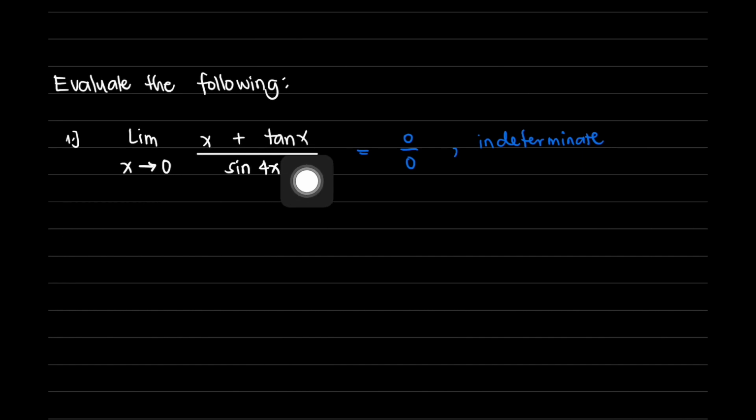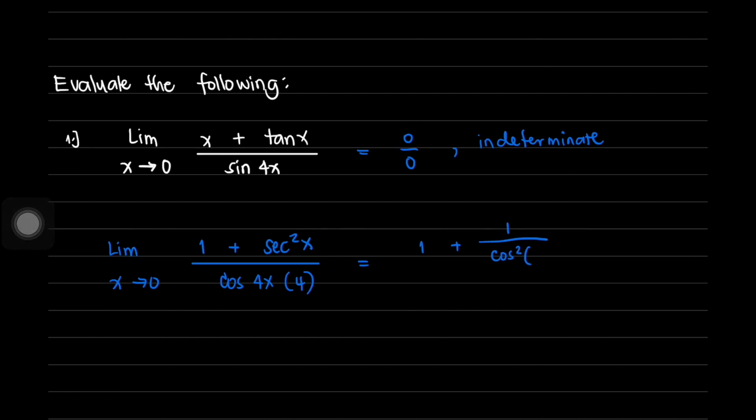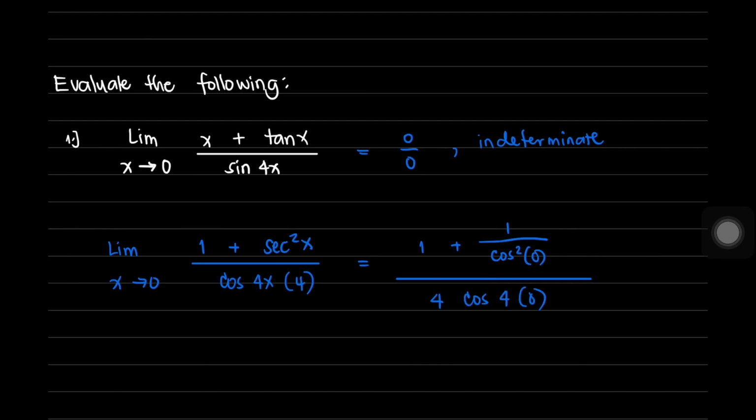Now, the derivative of x plus tangent of x with respect to x is equal to 1, alright? So the derivative of x is 1 plus the derivative of tangent of x with respect to x, that is equal to secant squared of x, all over the derivative of sine of 4x, which is cosine of 4x multiplied by 4. Now, if we're going to determine the limit of this one as x approaches 0, this is now equal to 1 plus secant squared of 0, or secant squared is actually equal to 1 over cosine squared of 0, all over 4 multiplied by cosine of 4 times 0.